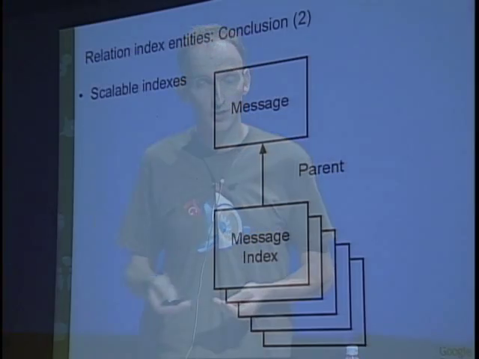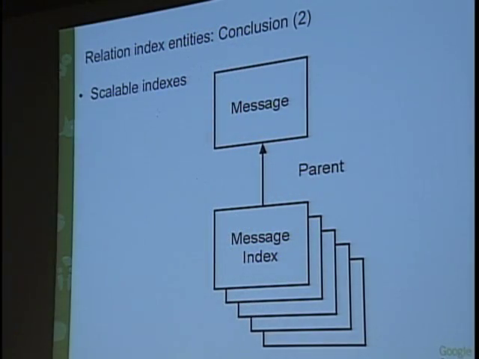So this is what it looks like. We have multiple message indexes for a single message. And each one of these message indexes can have up to 1,000 values for the receivers column. And I can create many of these entries at once.